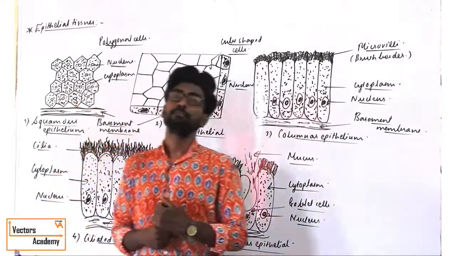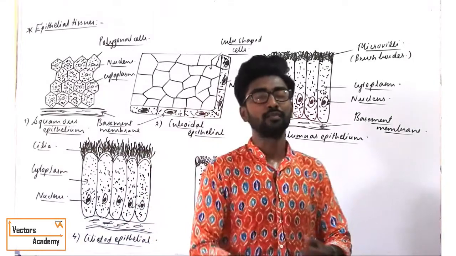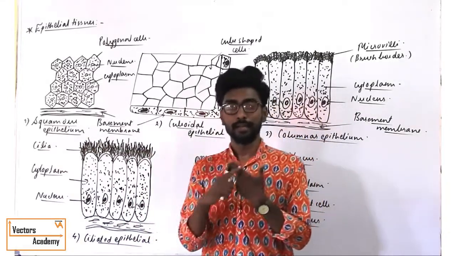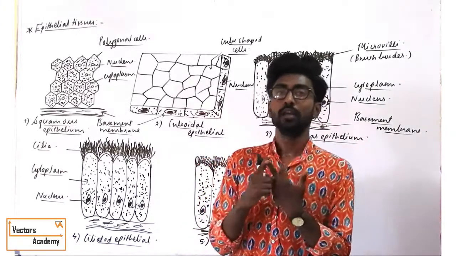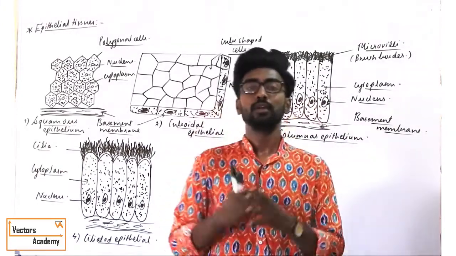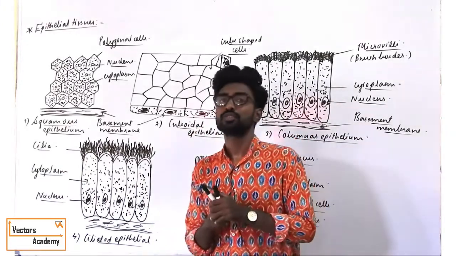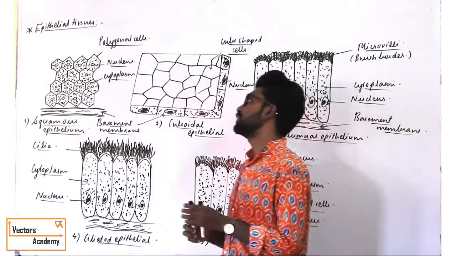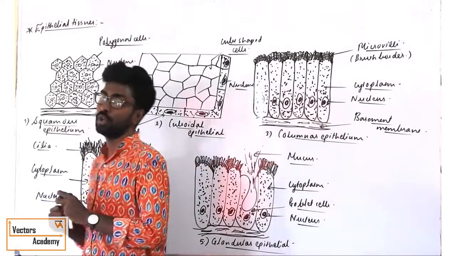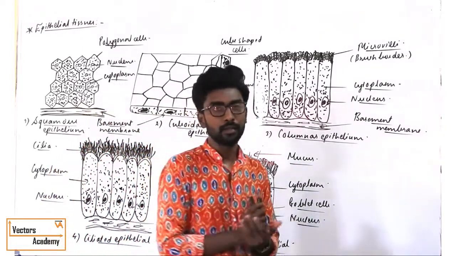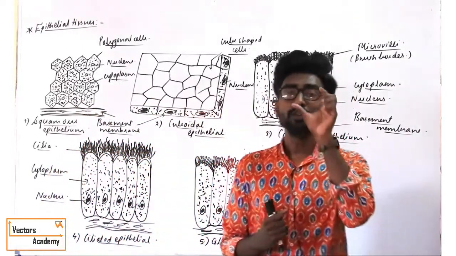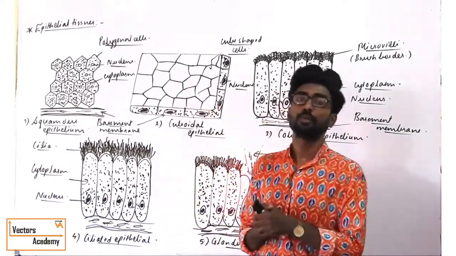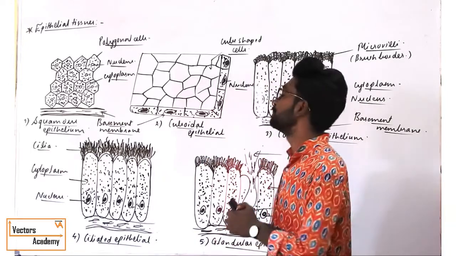Now in this chapter basically we are going to study 4 different types of tissue. First one, epithelial tissue. Second, connective tissue. Third, muscular tissue. And fourth, nervous tissue. All these tissues we are going to study in detail. Today we are going to start with a very important type, the first tissue, that is called epithelial tissue. This is the most widely distributed type of tissue in the body, right?